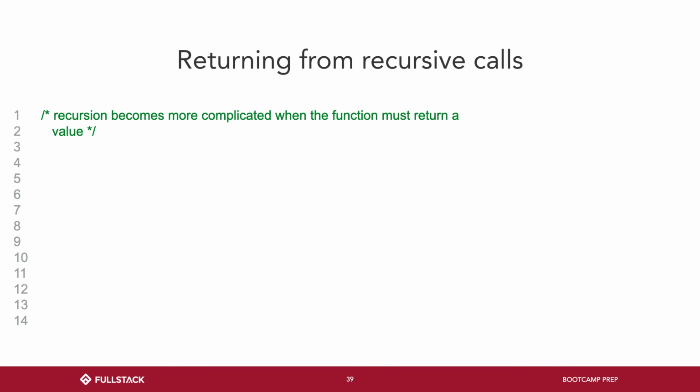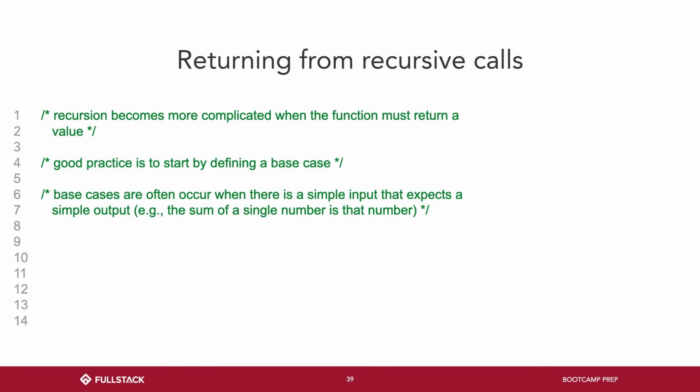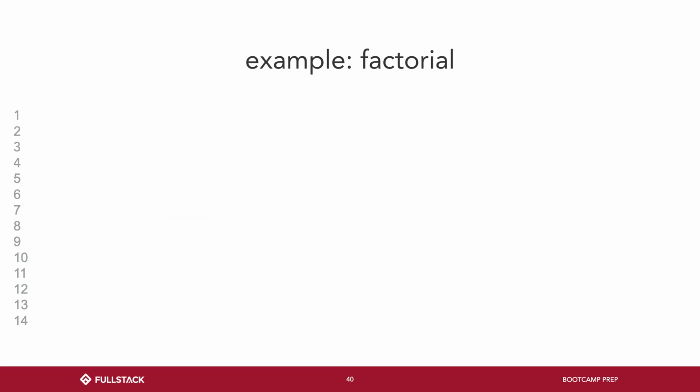Returning from recursive calls. So recursion becomes more complicated, and it really does when we have to return things from them, okay? So good practice is to start by defining a base case, and the base case often occurs when there is a simple input that expects a simple output, okay? So test that base case works before working with the recursive case, okay?